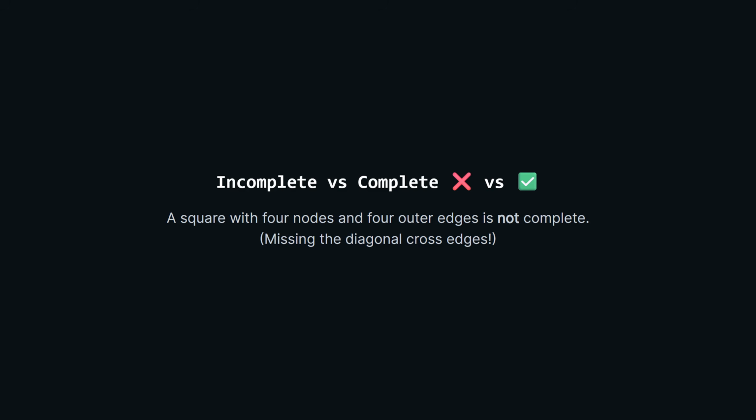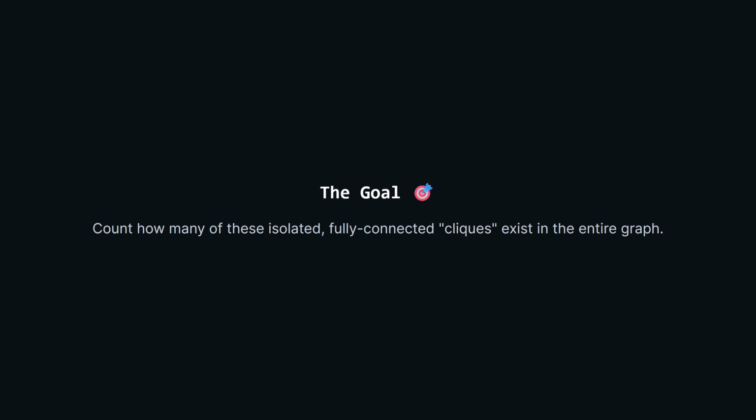But what about a square of 4 nodes connected in a circle? It's connected, sure, but the nodes on opposite corners don't have a direct line between them. So a basic square is not complete. You'd need diagonal lines across the middle to make it complete. Our job for this problem is simply to look at the entire map we are given, find all the isolated islands, and count exactly how many of those islands are fully complete cliques.